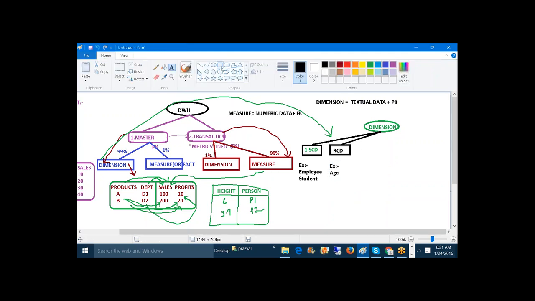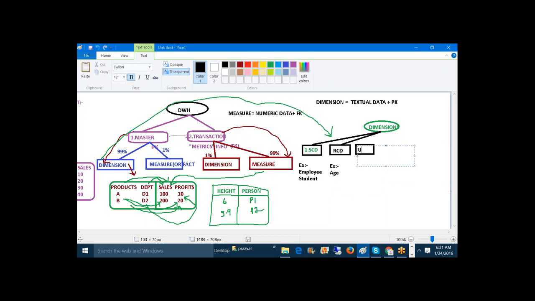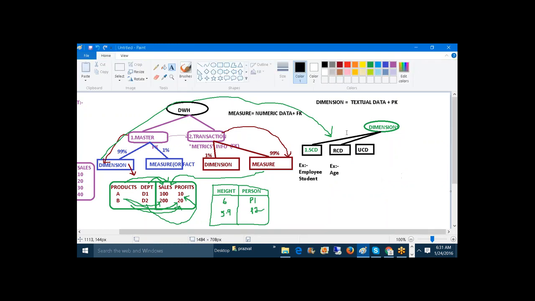So the third type of dimension is UCD, or static dimension. So what is UCD? UCD stands for unchanged dimension. If the data in the dimension is constant, and if it is not changing at any time, then such a kind of dimension is known as unchanged dimension.